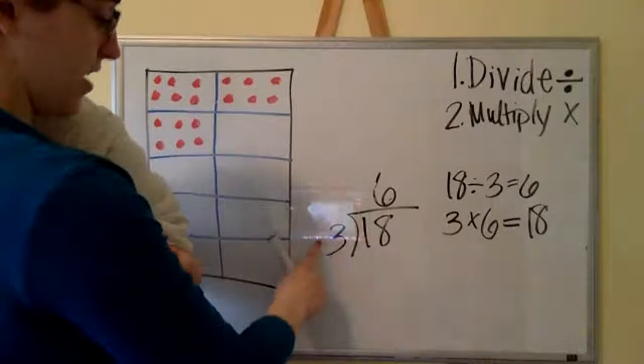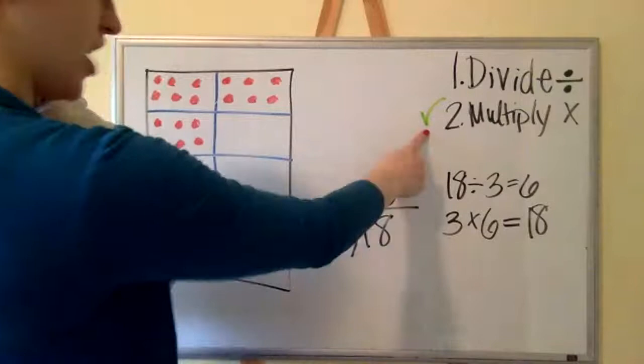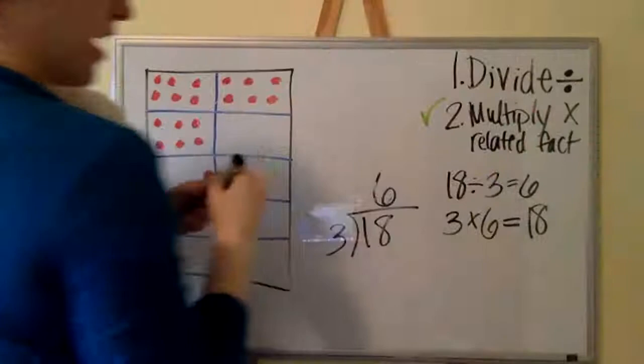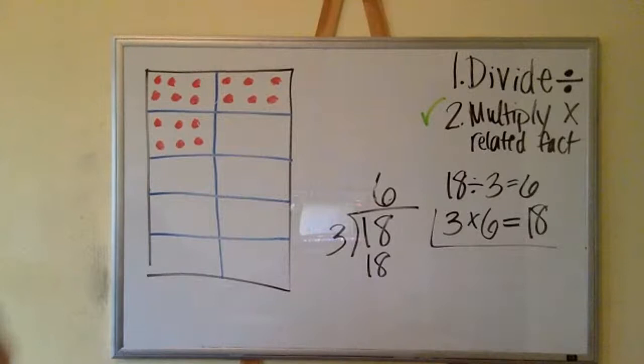To check our answer, I'm going to put a green check mark here because we're checking. To check our answer, we multiply a related fact. Multiply a related fact, which was 3 times 6. I take what I get with that multiplication, and I put it right there underneath the 18. Okay, that's our second step, is to check with multiplication.